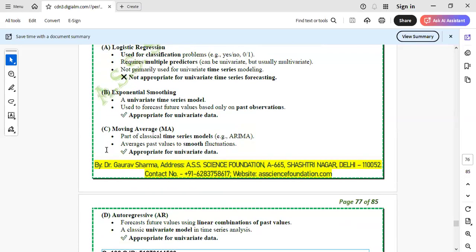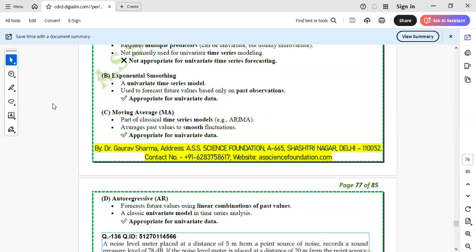Then we have the moving average, right? Moving average is something like, with time series, when you take the average. It is part of the classical time series model, which is ARIMA, and it averages past values to smooth the functions. Like we will be taking the average of the data available, and then we will fit a line, showing how the trend should look in the future.